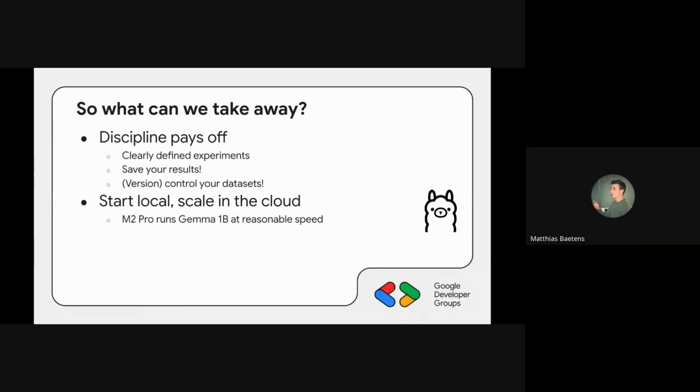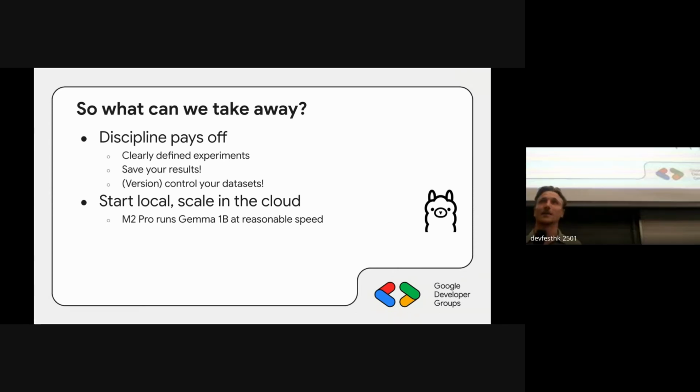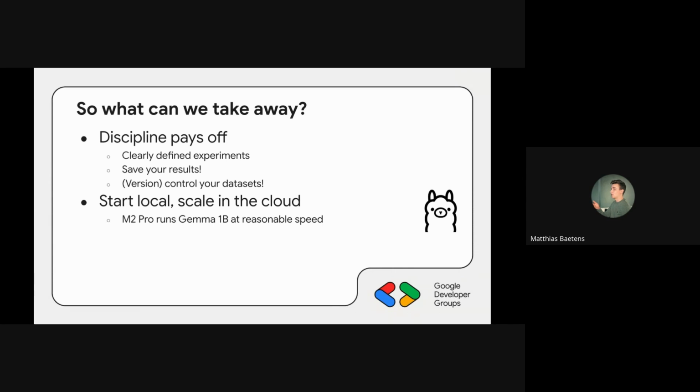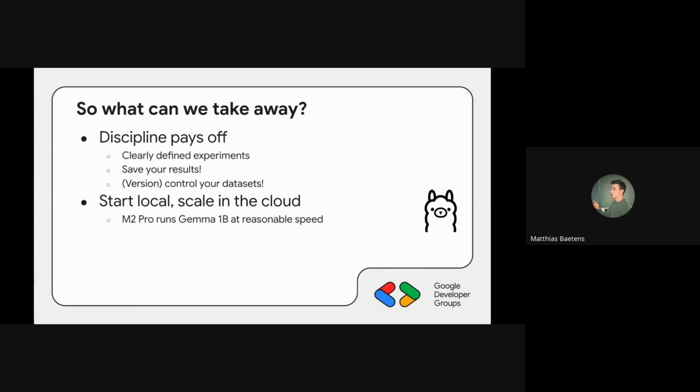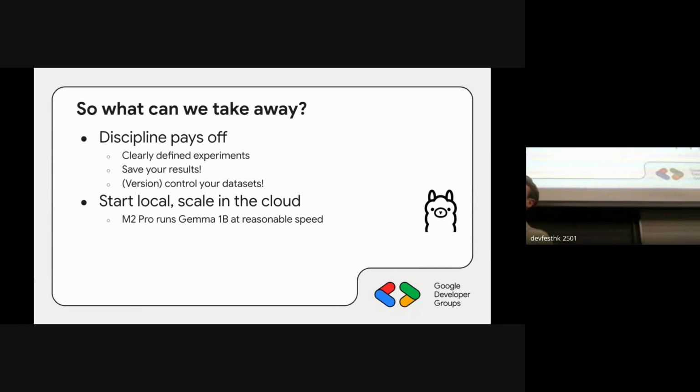I think the next point is that discipline pays off. It's good to have fine experiments, to track your results, and to version control your data set. I think that's where I lost my time, and I would encourage you to do it when you start. Practically, I started off running Gemma locally with Llama, and I could get the code right without a big machine in the cloud first. So that was really useful.